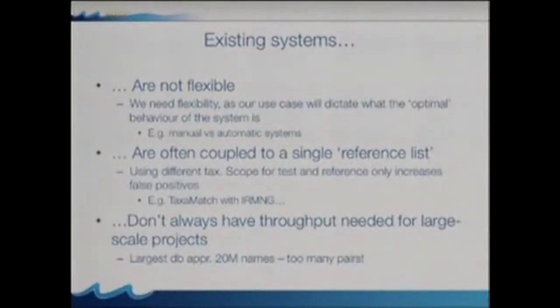So there are some systems that have been built already by other people, but none of those existing systems, I should say, are flexible. We need that flexibility because our user needs are not always the same. For example, if we want to automate a system, then it's important to have a single answer from our system that has a very high probability of being the right answer. Okay? So the precision has to be very high.